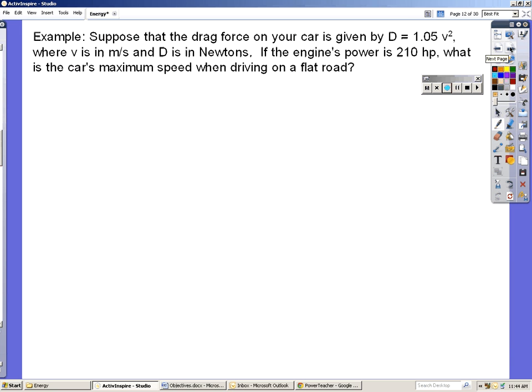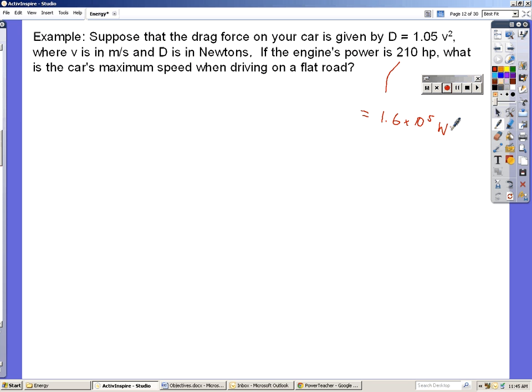Another example, let's say that you're driving your car and the drag force on the car is given by 1.05 times the square of the speed, where v is in meters per second and D is in newtons. Now, if the engine's power is 210 horsepower, which we need to convert to watts, that's 1.6 times 10 to the 5th watts. The question is, what is the car's maximum speed when driving on a flat road?